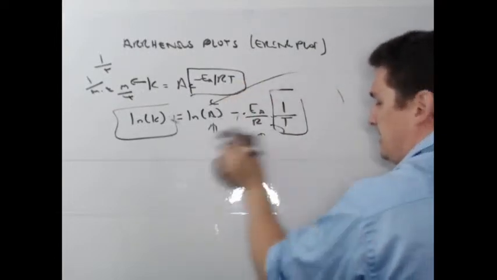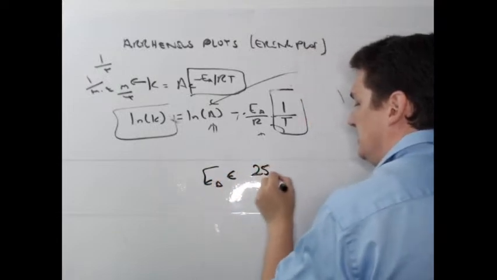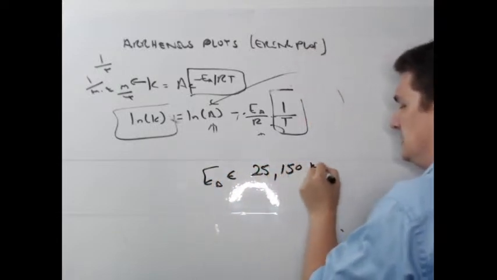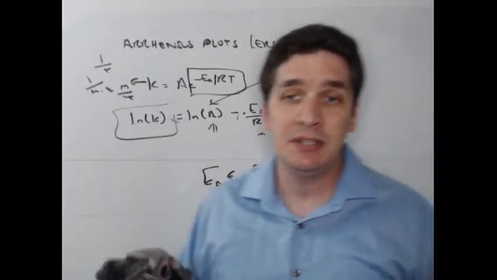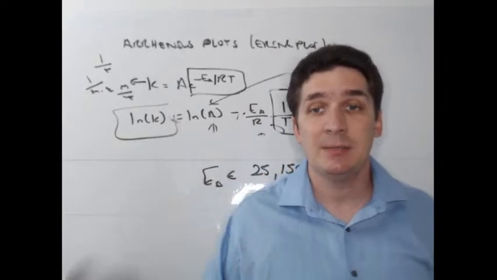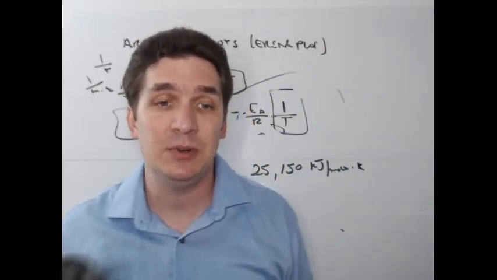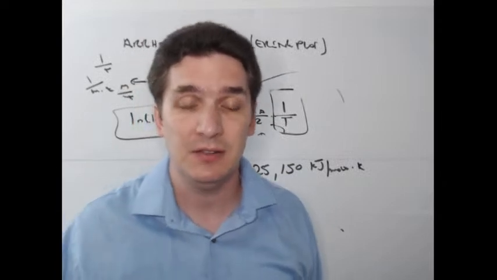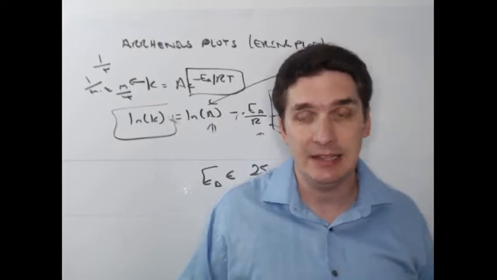So for EA, the activation barrier, we expect it to sit in a range from 25 to 150 kilojoules per mole Kelvin. Now, there are definitely reactions that lie above this and below this, but for most of life, reactions live between 25 and 150 kilojoules per mole Kelvin. This is just pure practicality. Now again, I say this is a guideline.